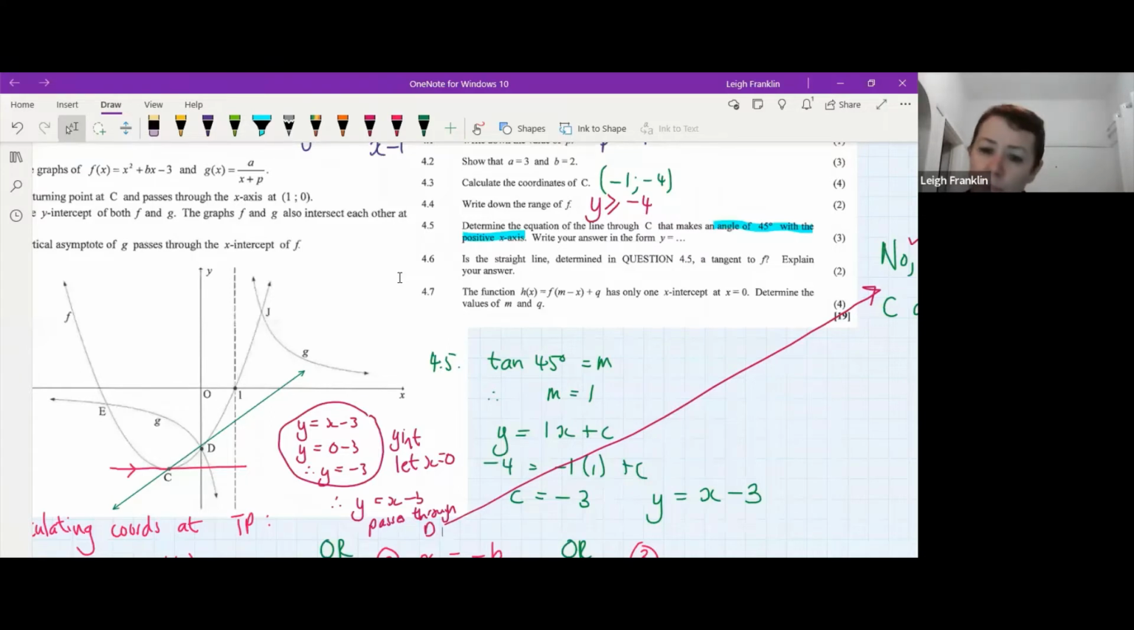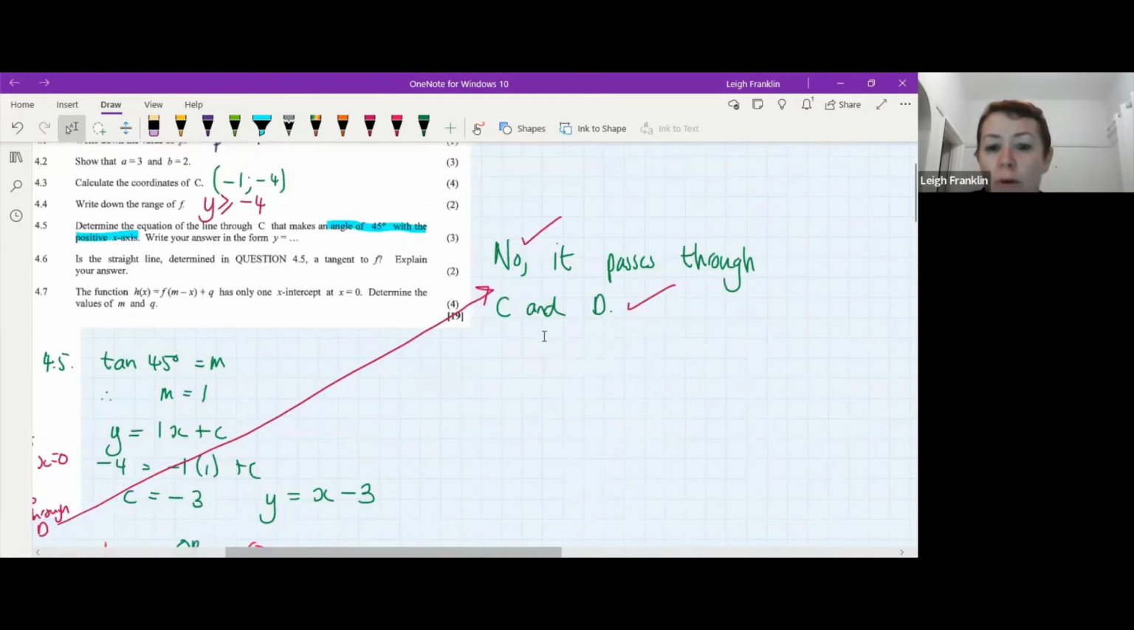But yeah, what we've done here is fine. I mean, if you just wanted to be thorough, you could do what I had done in purple and the same in the green over here. But I'm fairly certain that if you just wrote no, it passes through C and D, they would still give you all the marks. Okay.